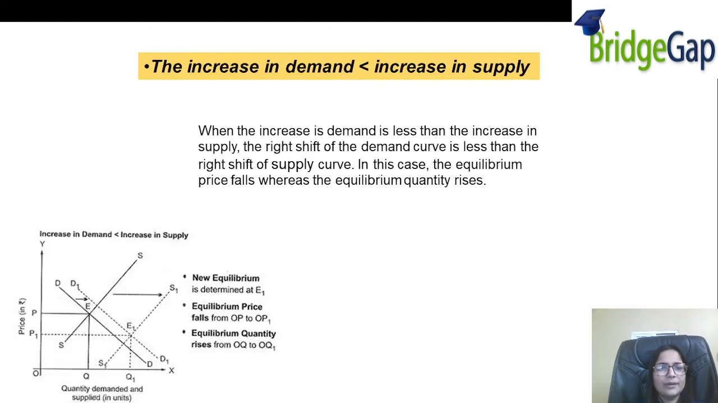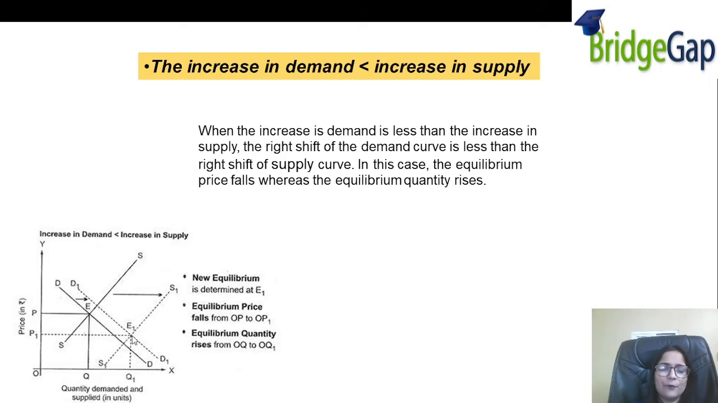Okay. Now comes the last situation of the same, when the increase in supply is greater than the increase in demand, or you can say the increase in demand is less as compared to the increase in supply. So here is our old equilibrium at P, the equilibrium price, and Q is the equilibrium quantity. When the supply has increased by a greater proportion as compared to the increase in demand, the supply curve S will shift rightward to S1, and D1 will be our new demand curve.